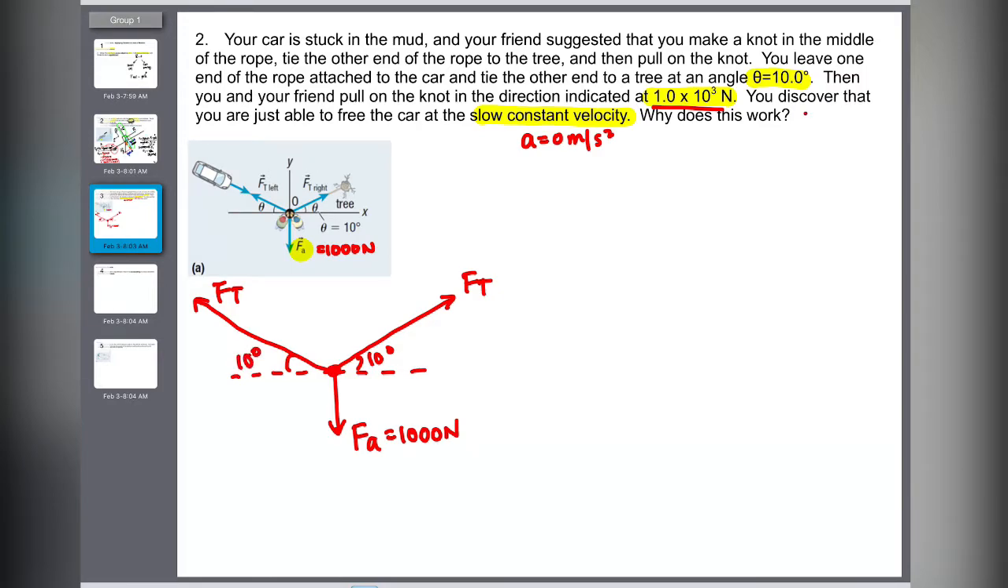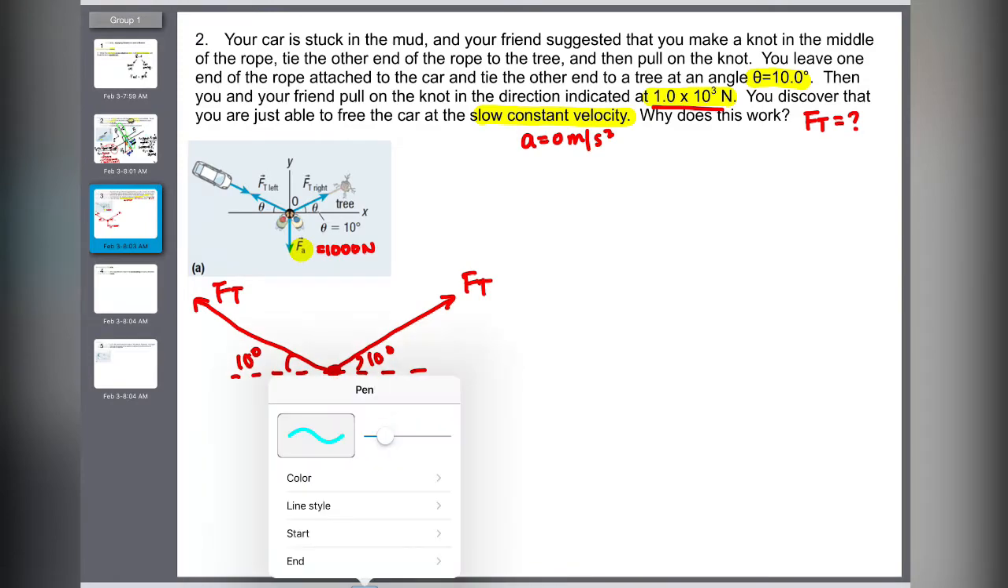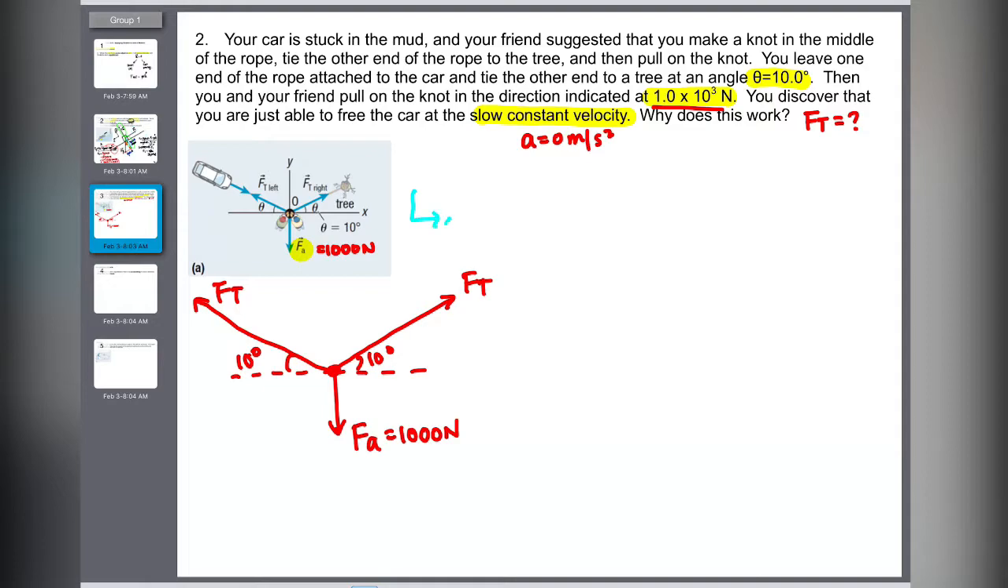And they basically want you to calculate what is FT on the rope, and then compare it to the 1000 newtons that you're able to pull, and then see how it got stronger. Okay, so let's break them into X and Y. How you set your X and Y is you want to make it easy for you. So I'm going to set up my XY axis the normal way because I'm not on an inclined plane.